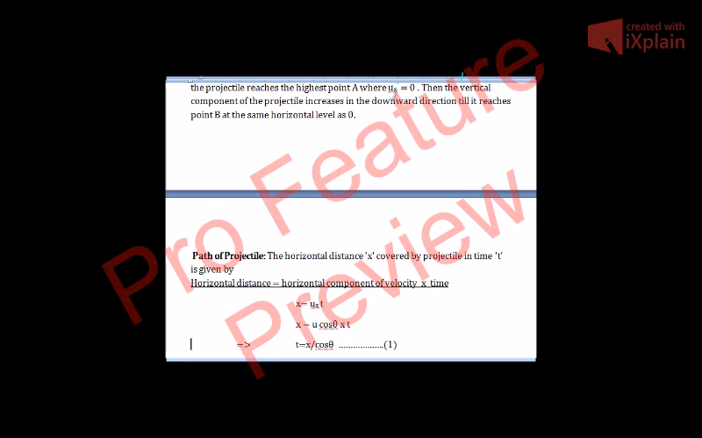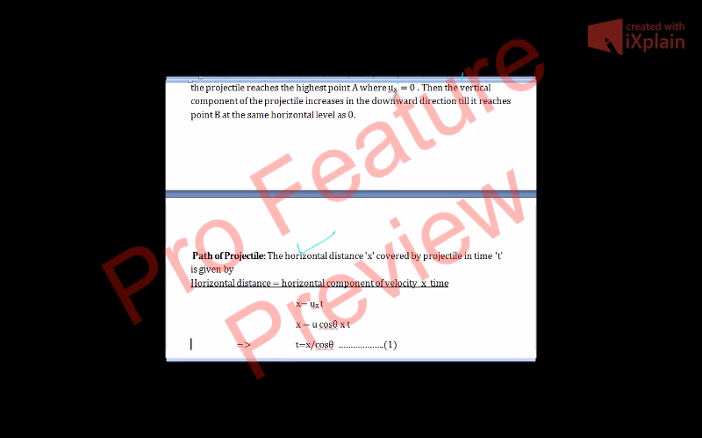Now we will find out the path of the projectile. As in the last chapter we saw, the path of the projectile is a parabola. So here we will also see that it will be a parabola. Now the horizontal distance x covered by the projectile in time t is given by the horizontal component of velocity into time, because distance is equal to velocity into time. So x is equal to ux into t. ux is the horizontal component of velocity and t is the time.